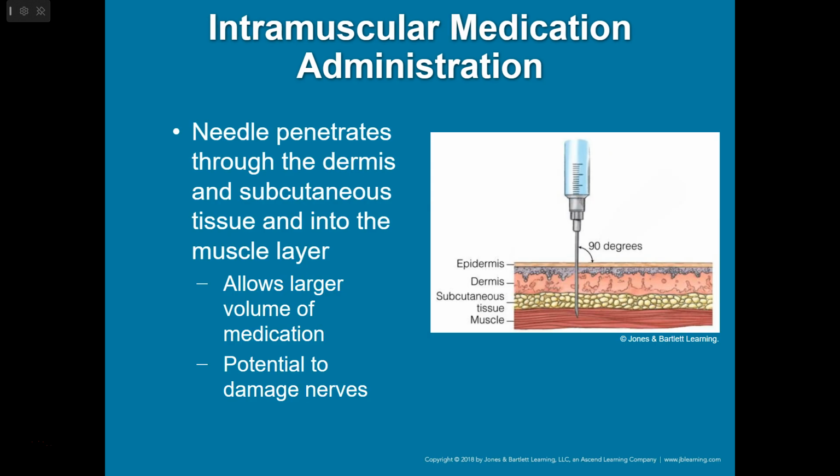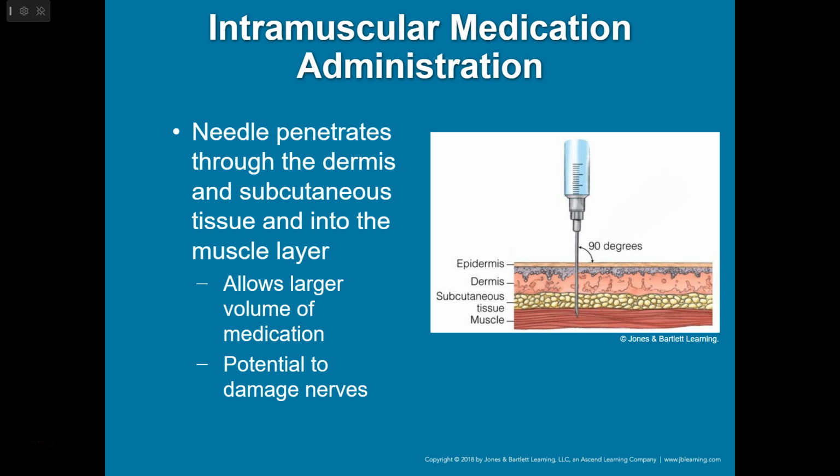Intramuscular, that's where we change our angle. We're going to come in at a 90-degree angle, just like when they're giving it IO, and you're going to go all the way into the muscle. You want to choose an area with a large amount of muscle, and it will help it absorb better. So you go in about an inch, inch and a half, until you hit that muscle, and then give your medication.